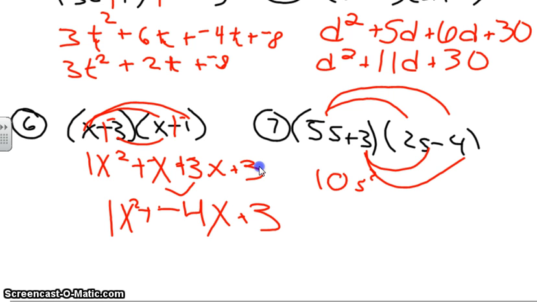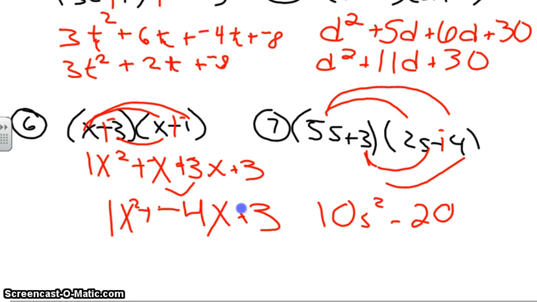10s squared. s squared and 5s times -4, which is -20s. Then we come inside, right? 3 times 2s.